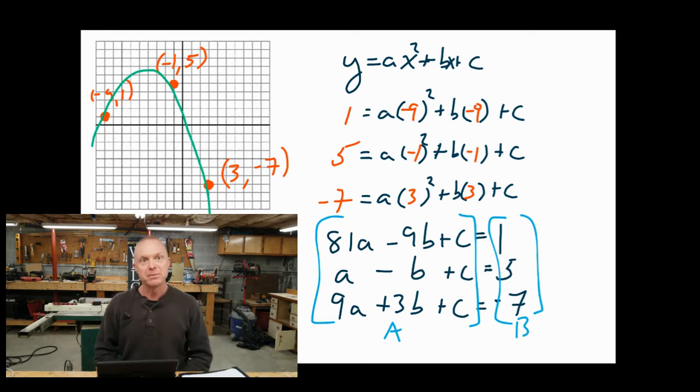Good time to practice popping those back in your calculator for matrix A and B. Now remember, if we're able to solve this system, then we're able to find the values for A, B, and C. And if we're able to find the values for A, B, and C, then we should be able to come up with an equation. Can you come up with that equation?